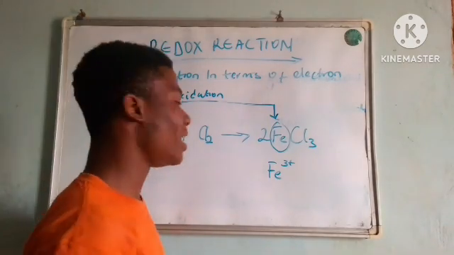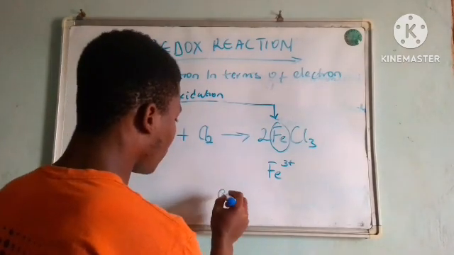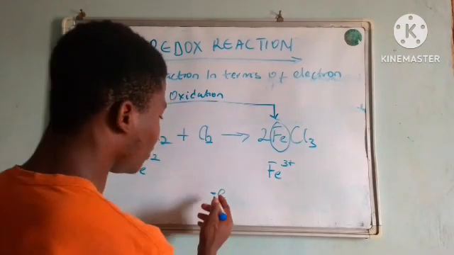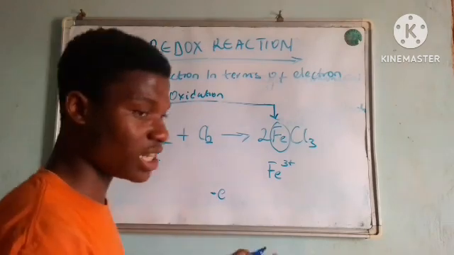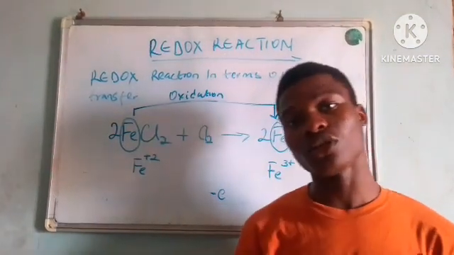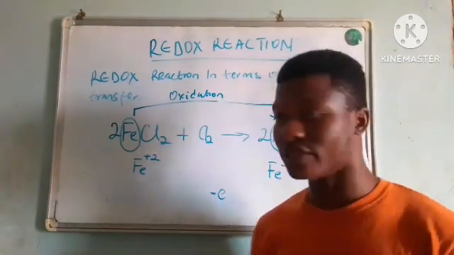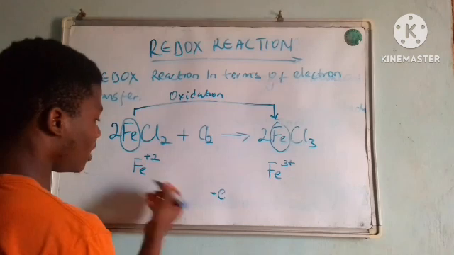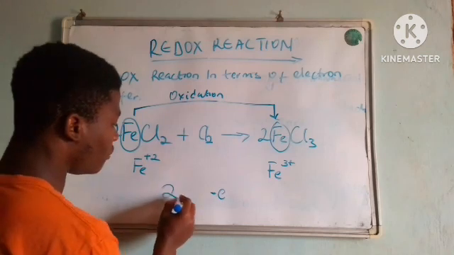But I want you to understand the fact that electron has a negative charge already. Electron has a negative charge on its own. So if electron has a negative charge, it's going to affect the process. For example, now let's just say we have 2 here. Let's bring down the 2 we have here.